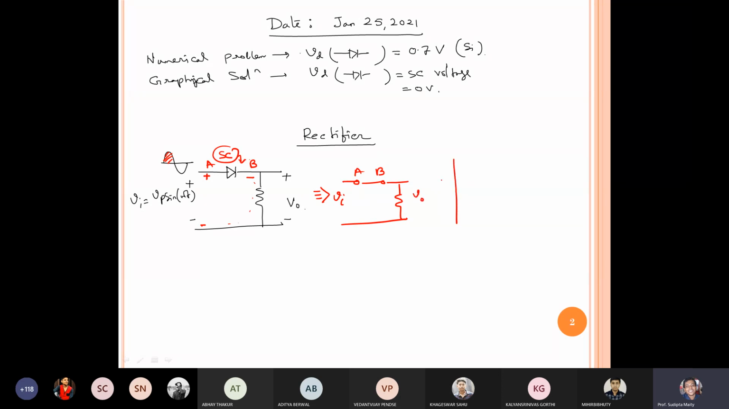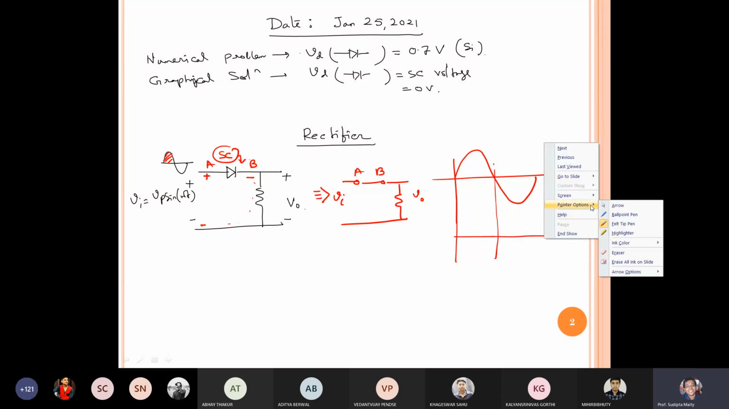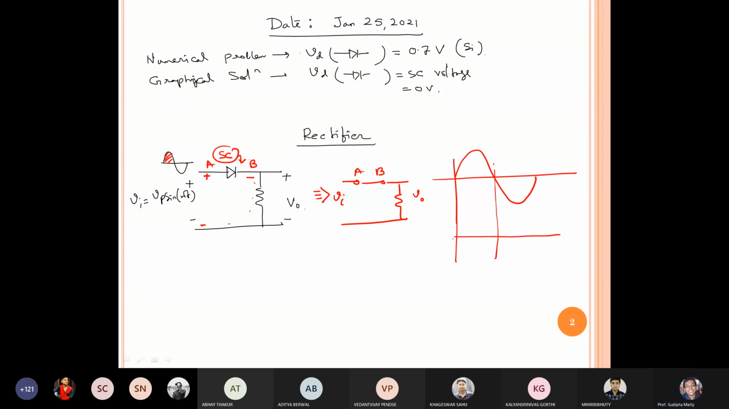That means the output. As we are giving V in like this, we will also get V out in this way, short circuited. We are not talking about the amplitude, because we are trying to solve the problem graphically. We have to identify the concept first. So this is the problem.